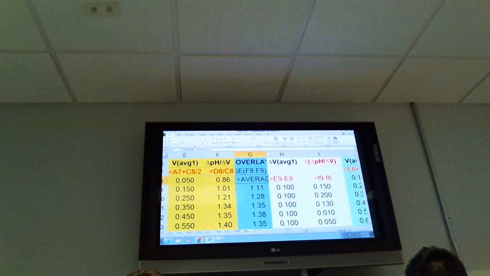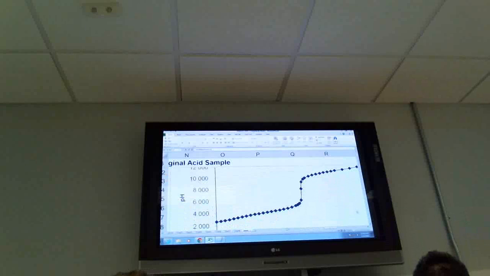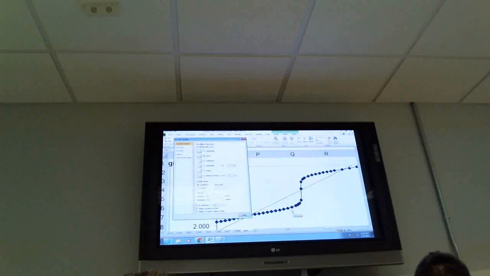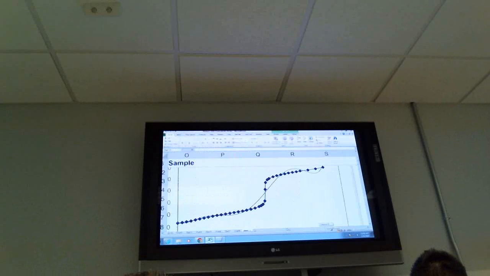A titration curve, depending on what part of the curve you're in, is dictated by an equation. So if I try to fit my data by adding a trend line, I don't want linear. I'm going to do a polynomial. And the higher order the polynomial is, the better the fit.